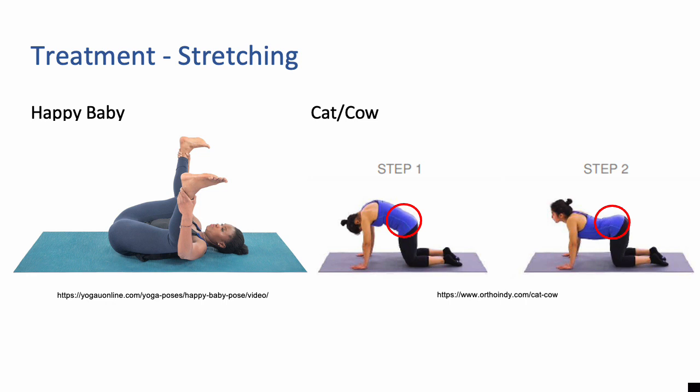And then on the right, we have the cat-cow, with the lumbar area circled here. A lot of people, including this person in the picture, have a lot of mobility in that thoracic area, and then the lumbar area is not moving at all. So I think it's pretty important to emphasize trying to get that lumbar area to flex and extend.